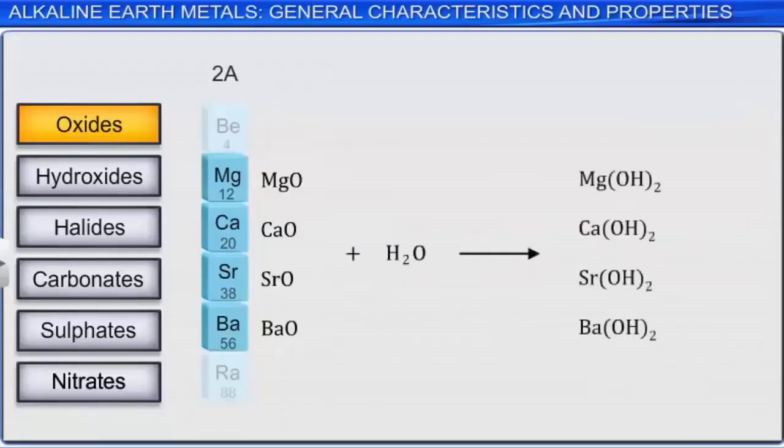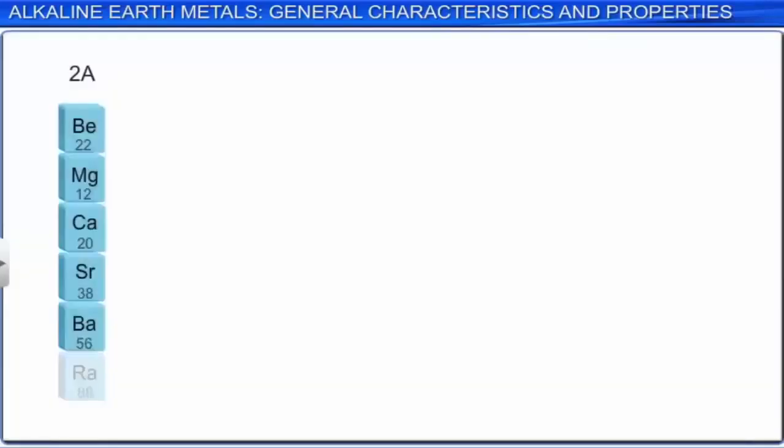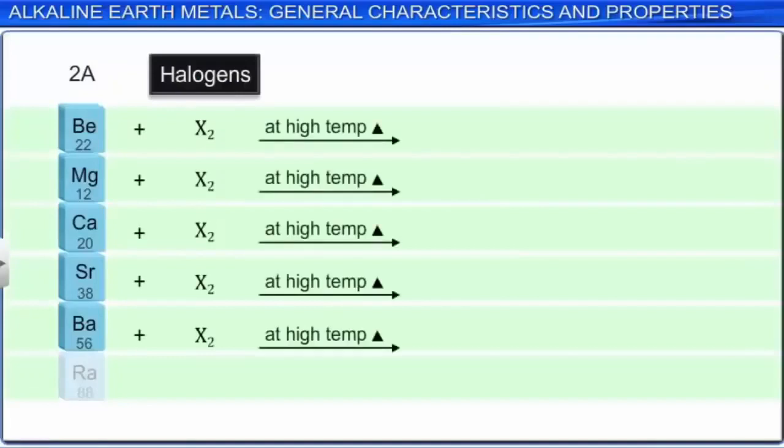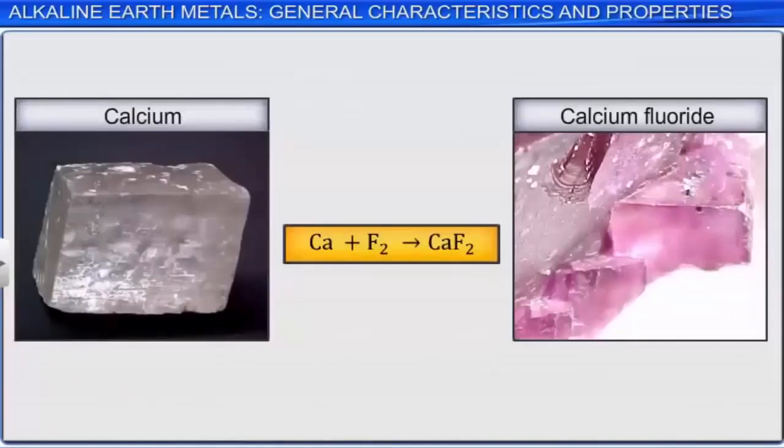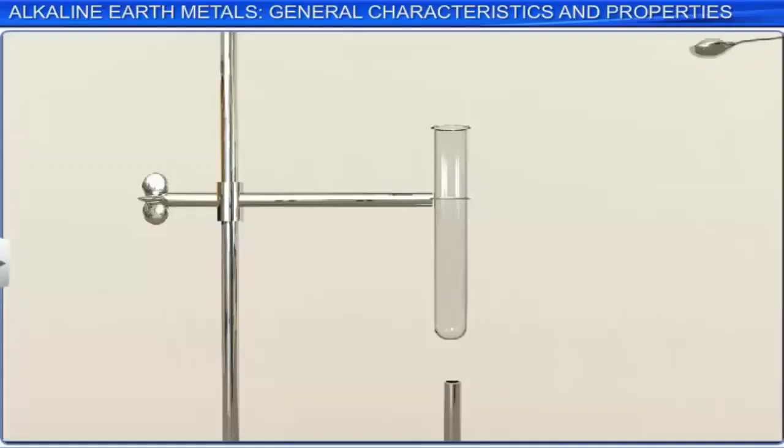All the group 2 metals can react with halogens, forming halide compounds. These reactions usually occur at high temperatures. For example, calcium fluoride forms when calcium metal reacts with fluorine gas. A sample of fluorite, a naturally occurring mineral of calcium fluoride, is shown in the photograph. The best synthetic route for preparing beryllium fluoride is to heat ammonium beryllium fluoride until it decomposes, as shown in the equation here.